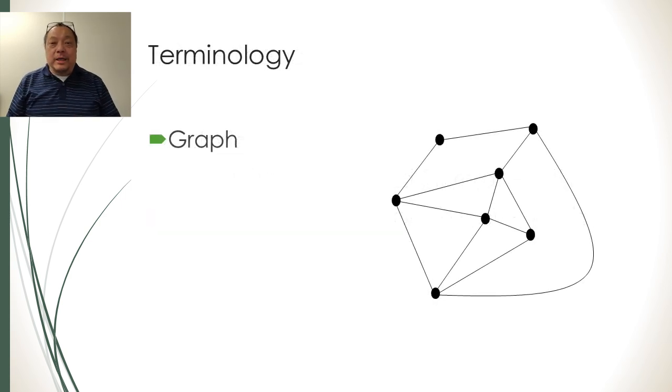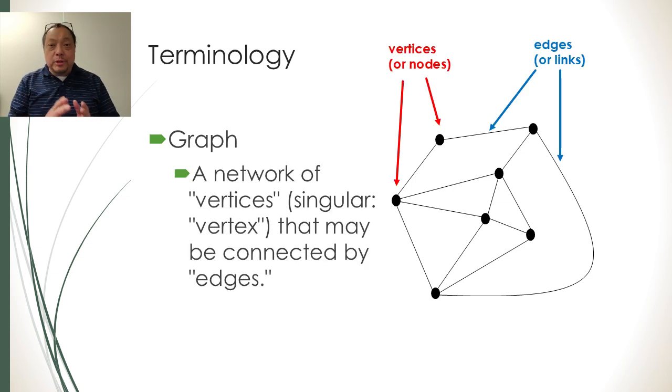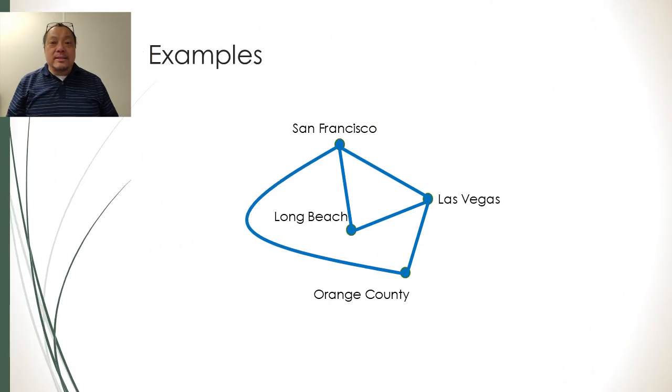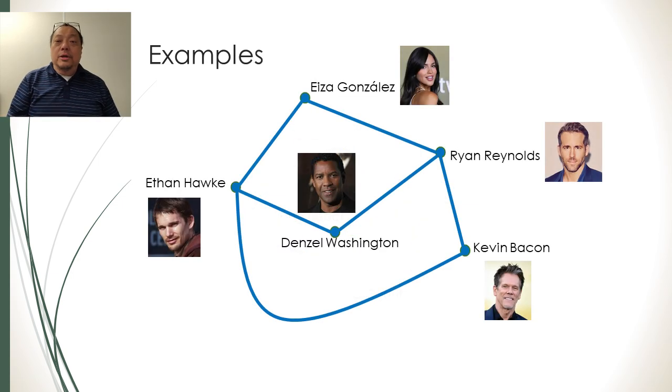Let's first review some basic terminology. In graph theory, the word graph does not mean a graph like in algebra. In graph theory, a graph means a network of points called vertices, a singular is a vertex, or nodes that may be connected by lines called edges or links. The points are the vertices, the lines between them are the edges. An example of a graph could be a diagram of cities connected by airline flights. Another example would be a diagram of actors with a link if they've been in the same movie. That's the meaning of a graph.